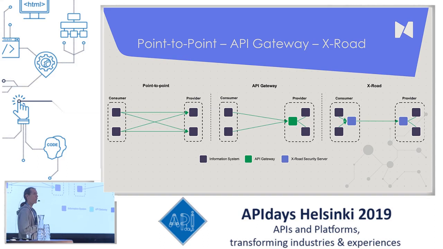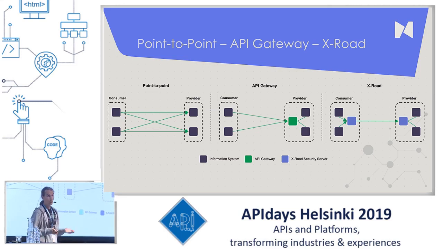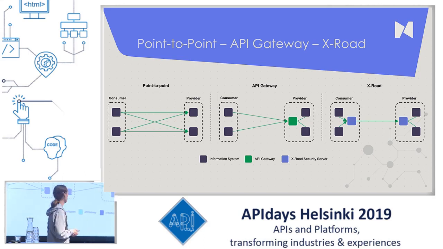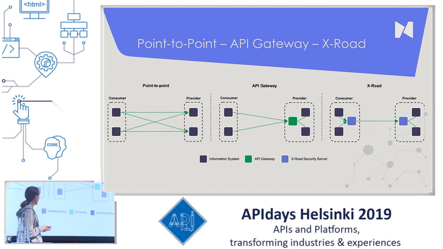Then when the number of connections increases, the management becomes more challenging, and then of course when something changes, that's a whole other story. For example, when the certificate of a popular service provider changes, all the consumers must update their configuration. Then in the middle, we have API gateway, or actually, when we are talking on a high level in this diagram, it could also be an ESB or some other integration solution.